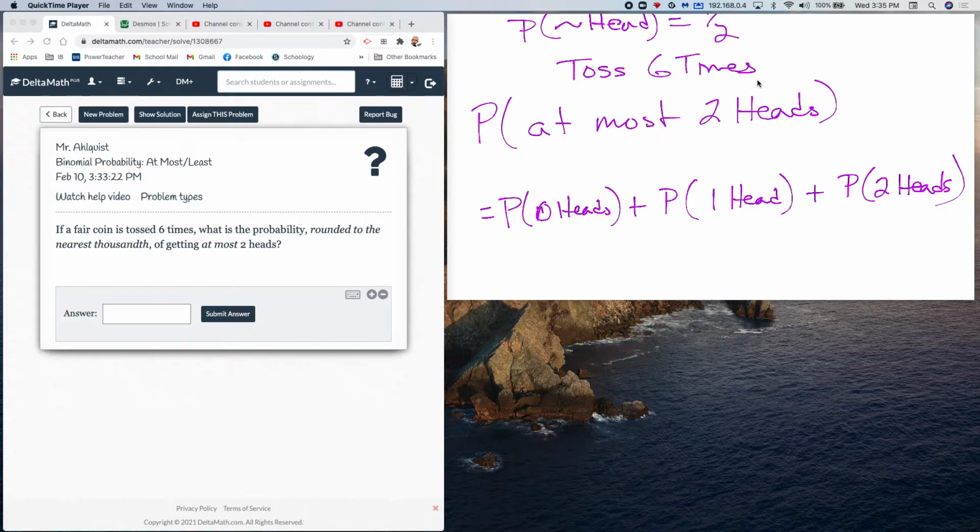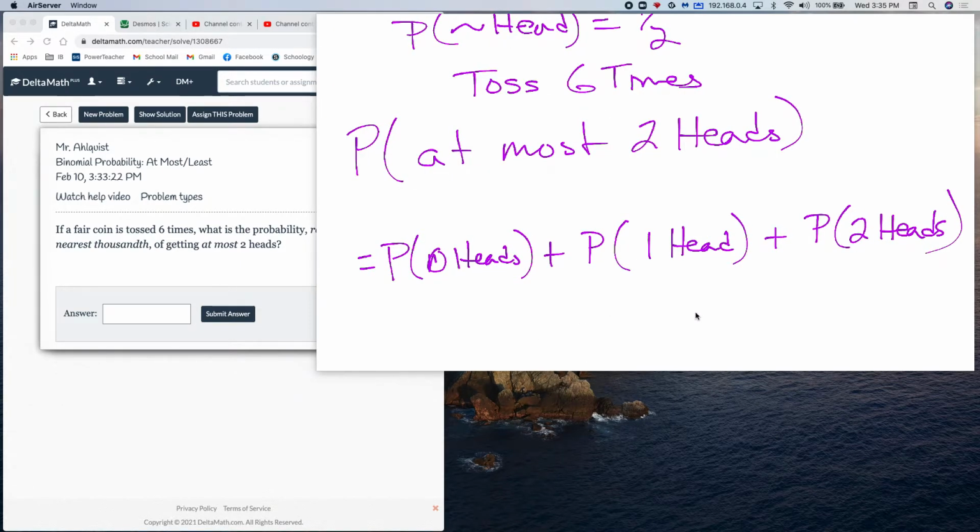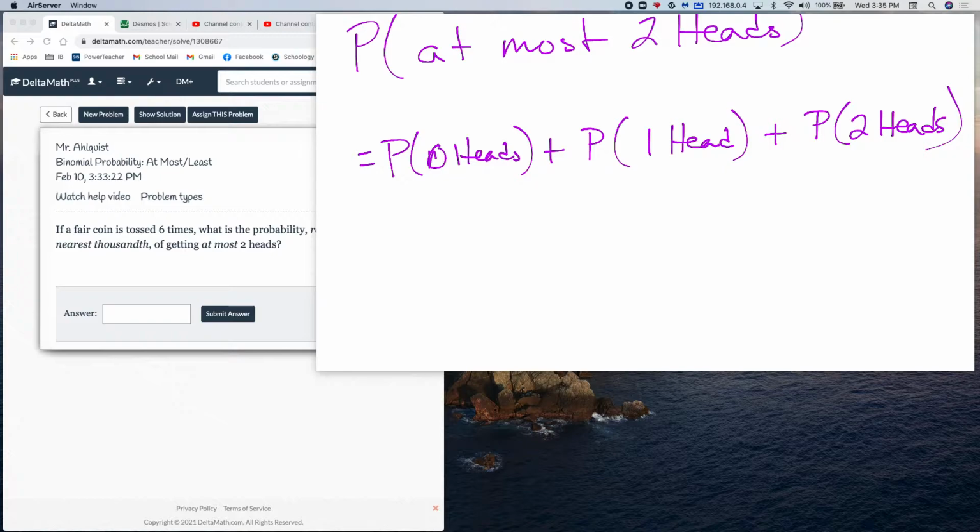So we've got to find each one of these to figure out what's happening. We're going to have to do a little bit more work on this because we have to figure out each one of these things. So let's do the first one. The probability of getting 0 heads. Six tosses, we're not going to get any of them. It's 1/2, the probability of getting a head, to the 0 times 1/2, the probability of not getting a head, to the 6.